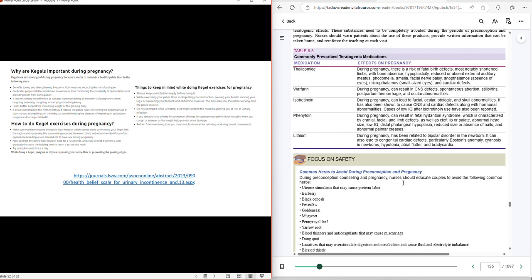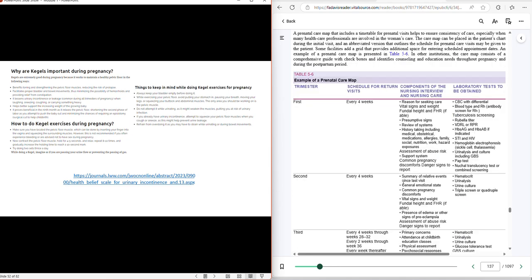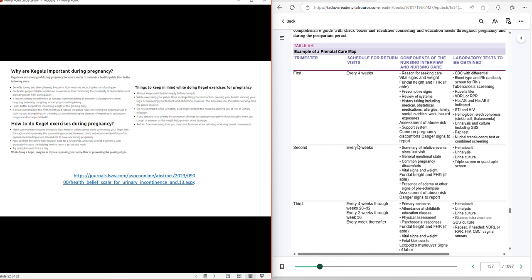And of course, we have the table on page 138 that we talked about a while ago. The prenatal care map, how it's breaking down into the labs that need to be done during the first trimester, second trimester, and third. I like this one better because it kind of goes in order of the trimesters. Okay, so just be very familiar with those.